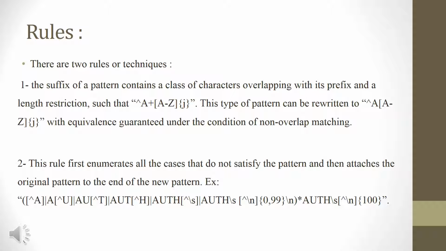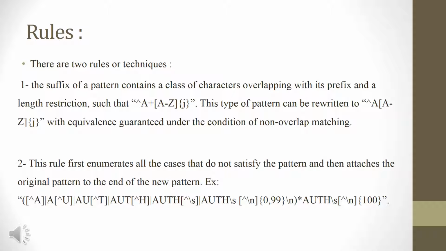To reduce memory usage in the DFA when you use this type of pattern, the authors produced two rules. This type of pattern that starts with the circumflex can be rewritten this way, with equivalence guaranteed under the condition of non-overlapping matching. And this new pattern generates a DFA of linear size.